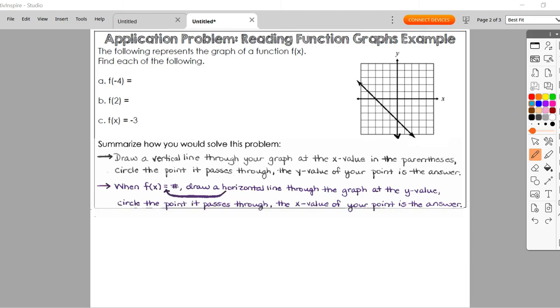In the next application problem, we're going to learn how to read functions given a graph. The following represents the graph of f of x, and we want to find each of the following. The first one we want to find is f of negative 4. Remember, we just talked about when it's inside the parentheses, it's our x value. So what I want you to do is go ahead and find x being negative 4 on your graph.